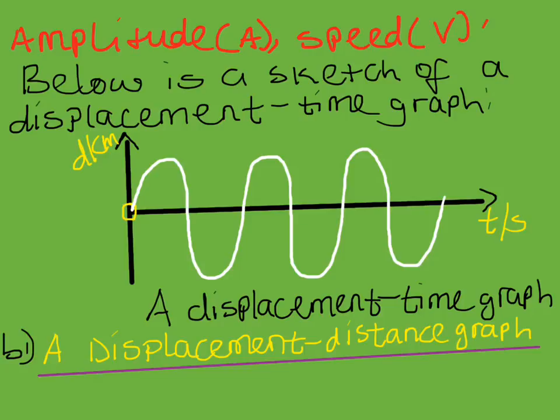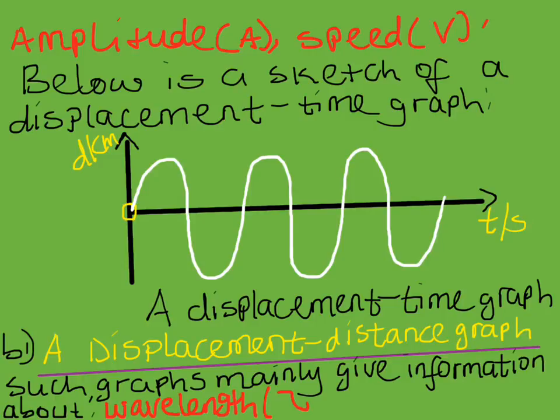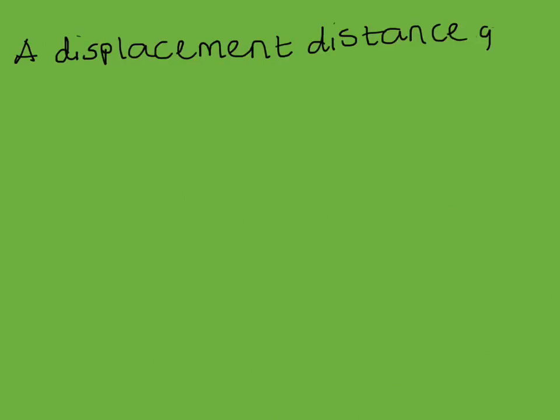So on this graph, the displacement is on the vertical axis, while the distance is on the horizontal axis. This graph generally gives information about the amplitude of a wave and the wavelength, as can be seen in the figure below.